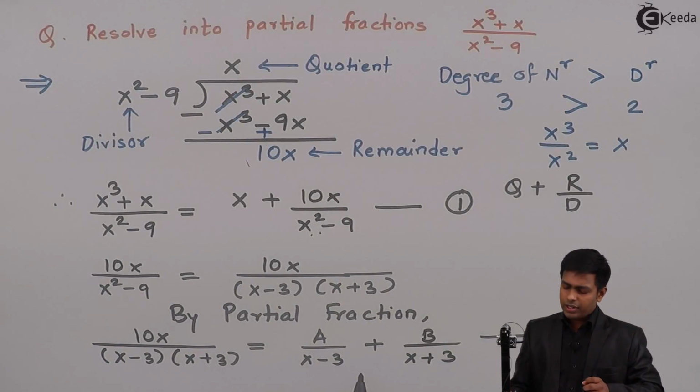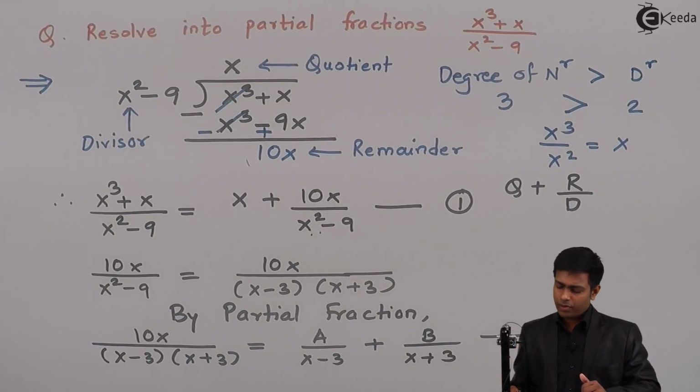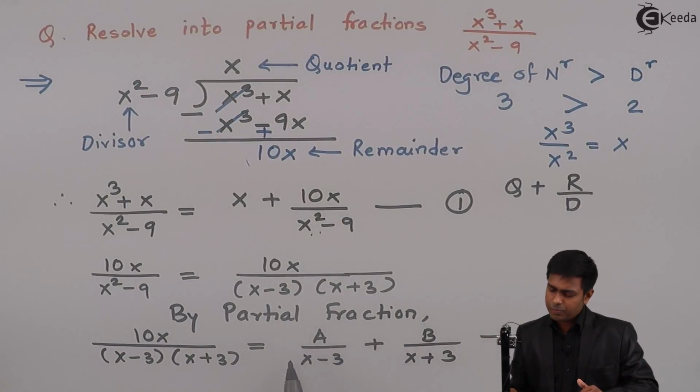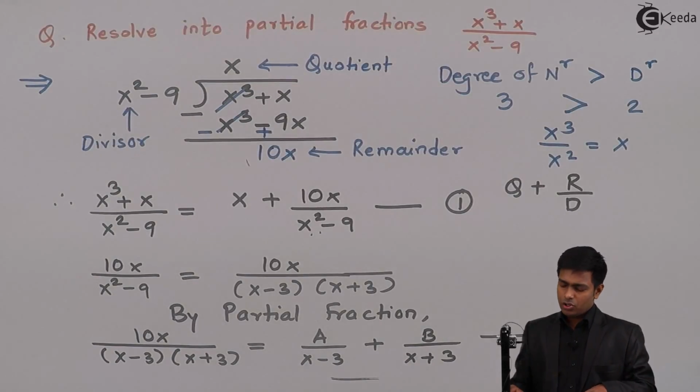Now we will find out the value of a and b. We will substitute that value in equation number 2 and we will get the partial fraction for this term, and then we will substitute this partial fraction in equation number 1 to get the final answer. So let us start with it.